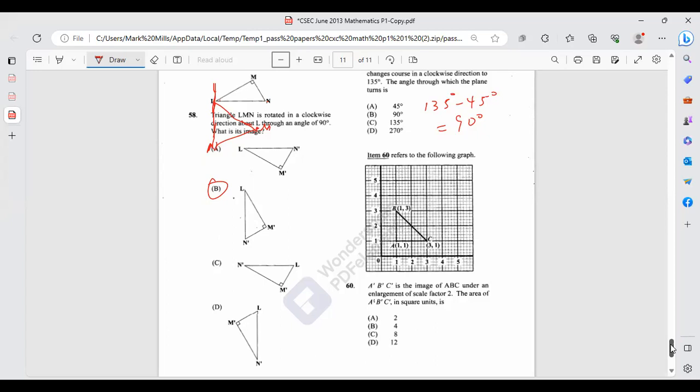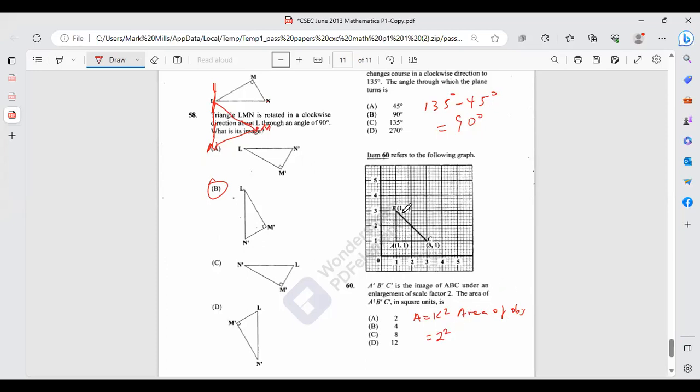So does it have something to do with the base and height? Okay, so first of all, area of enlargement: area is equal to K squared times the area of the object, right? Now, they say the scale factor is 2, so K is 2, so 2 squared.